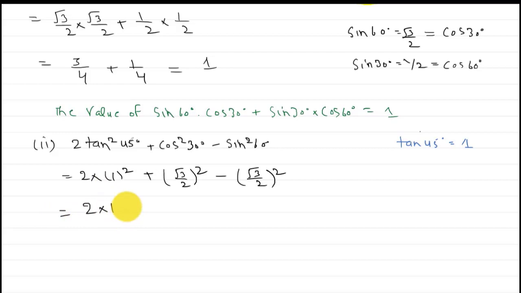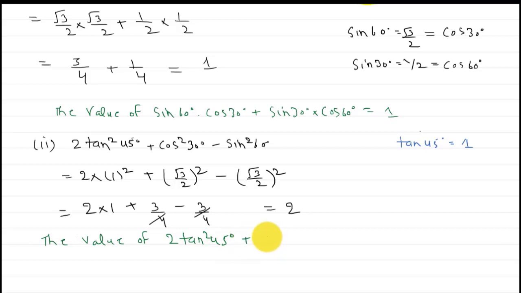By solving this you will get 2 into 1 plus the square of root 3 by 2, which is 3 by 4, minus again 3 by 4. So we can subtract 3 by 4 and 3 by 4. This will equal 0, and the value of the expression will become 2. So the value of 2 tan square 45 degree plus cos square 30 degree minus sin square 60 degree will be equal to 2.